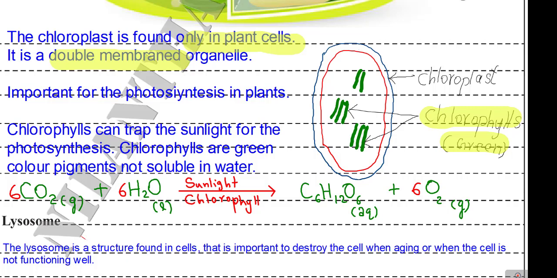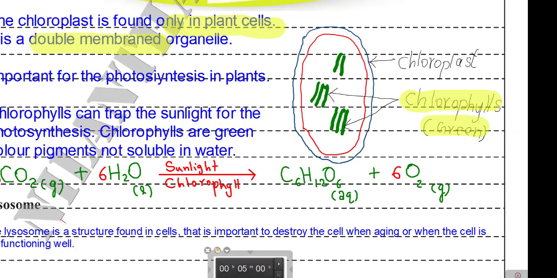And the next one is called the lysosome, children, another organelle there. I told, it is to destroy the cell. Lysosome is a structure found in the cells that is important to destroy the cell. When aging, when it is getting old, it is automatically dying, children. Or when the cell is not functioning, the cell is not working well, it gets destroyed, children. Right? For that, they are using it. Okay, right.